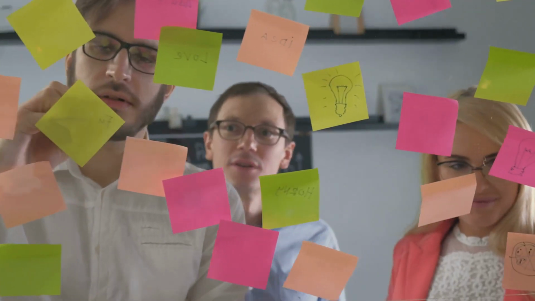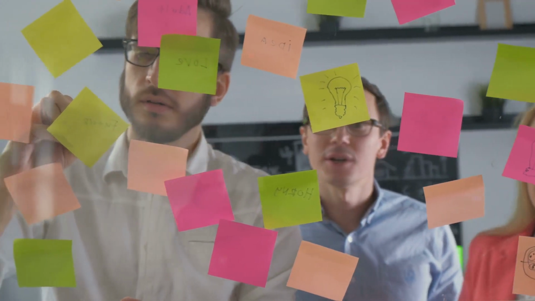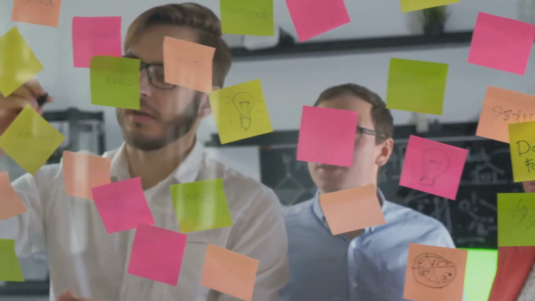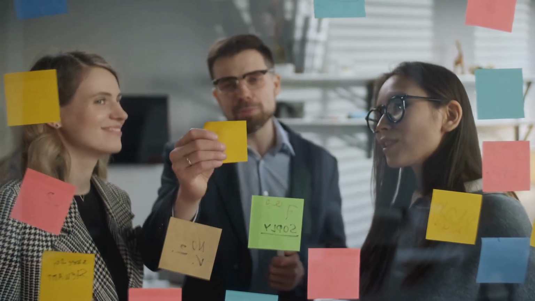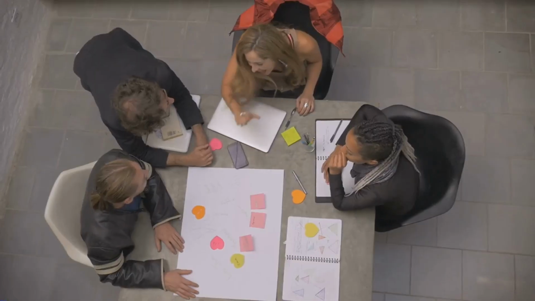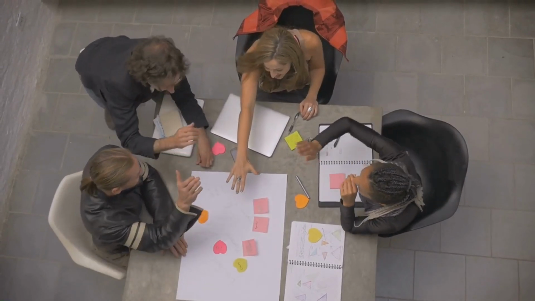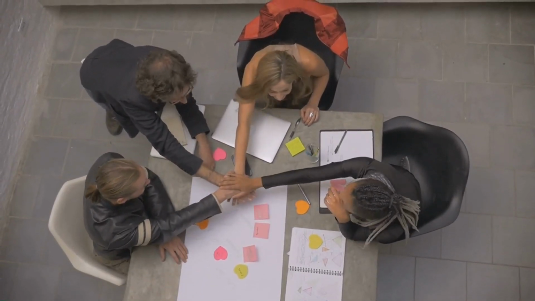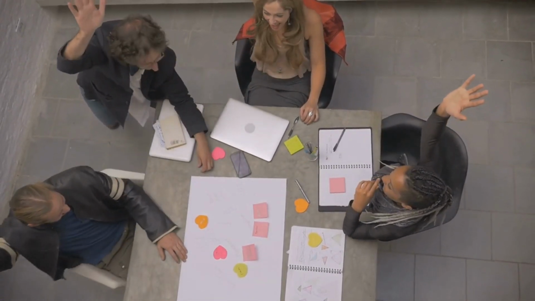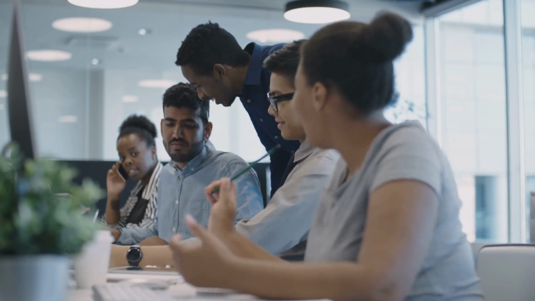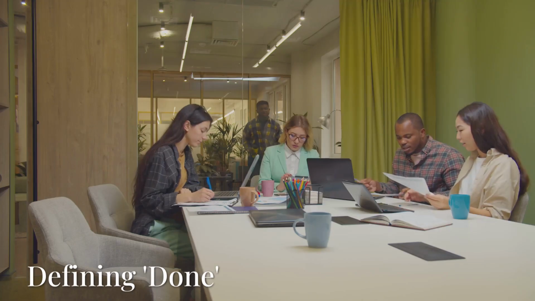And speaking of teamwork, let's not forget about the three amigos: the BA, the developer, and the tester. Get these three in a room together and watch the magic happen. They hash out the details, agree on acceptance criteria, and come up with test cases that would make any QA department proud. The key takeaway here? Agile requirements live in conversations, not just documents.